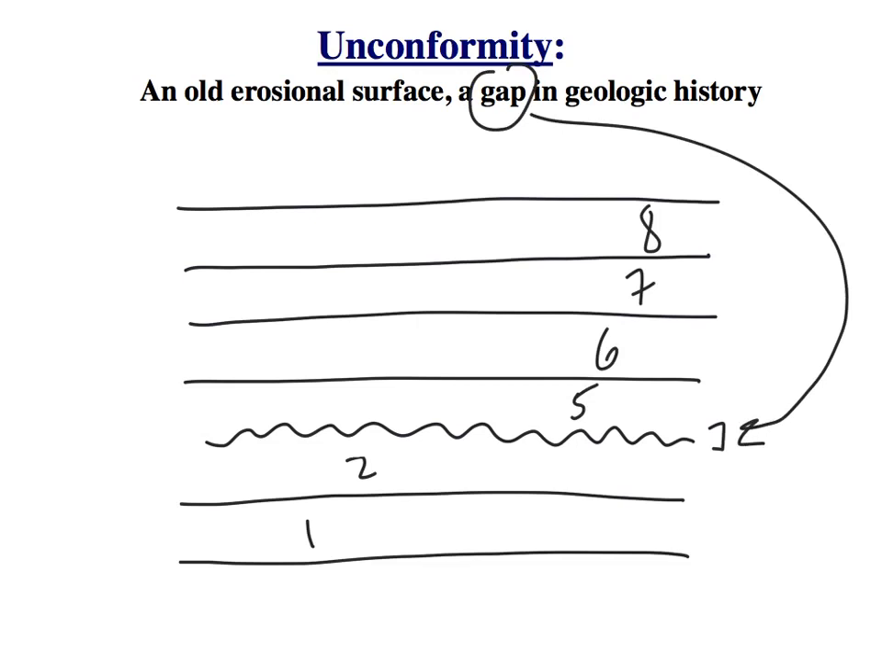If we were to take isotopic data from here, radiometric data, isotopic data here, radiometric data, we would distinctly notice that this is discontinuous and that that's a gap in the geologic record, and that's because erosion has happened and really erased that rock from existence, at least in this cross-section. So an unconformity, an old erosional surface, a gap in geologic history.